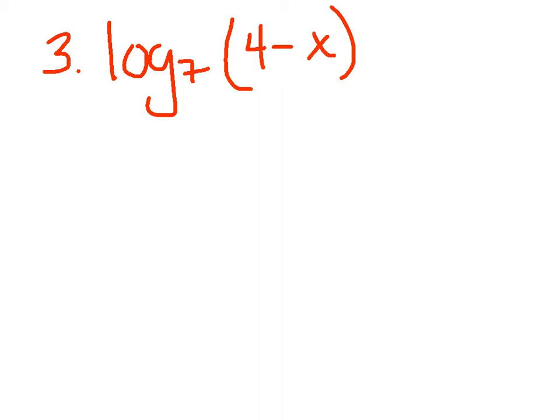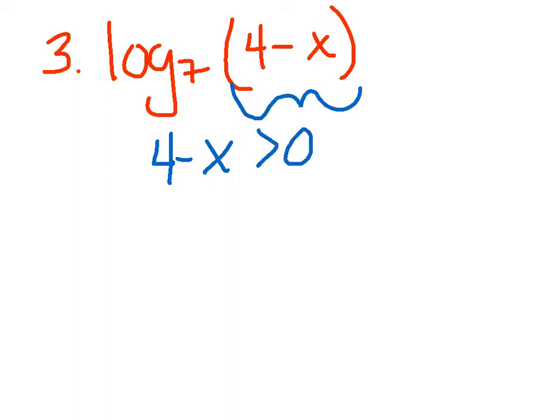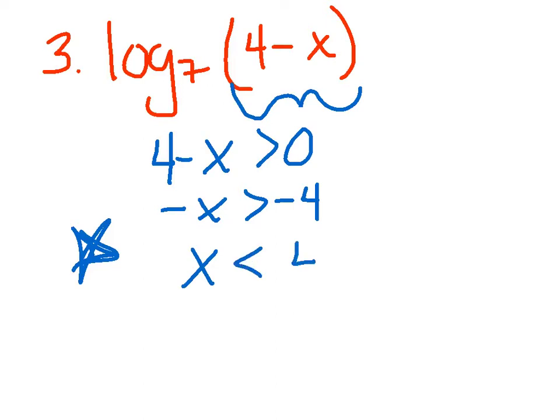Hopefully you've got it by now. You take whatever's in here and say it has to be greater than 0. Solve for x. There are two ways to do it. If you subtract the 4 over, you get negative x is greater than negative 4. Now you're going to divide by a negative, so be careful there. When you divide by a negative, make sure you flip the sign. So I should have x is less than 4. And again, feel free to check it graphically.